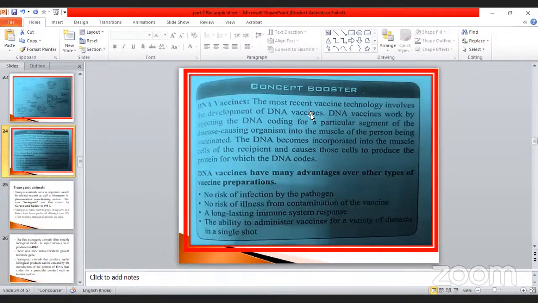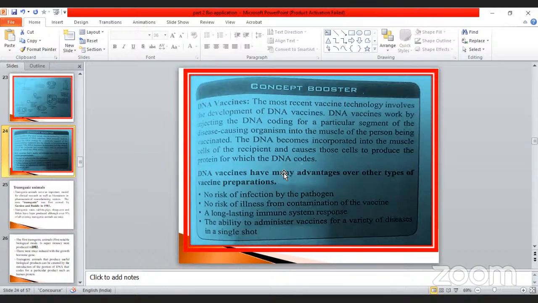DNA vaccines work by injecting DNA coding for a particular segment of the disease-causing organism into the muscles of the person being vaccinated. The DNA becomes incorporated into the muscle cells of the recipient and causes those cells to produce the protein for which the DNA codes. This is one of the methods. What is the meaning? The DNA responsible for the production of the vaccine is identified, isolated, and used with hybridization technology. After that, you get a DNA-containing vaccine, because it is isolated from the DNA. That's why they are called DNA vaccines.